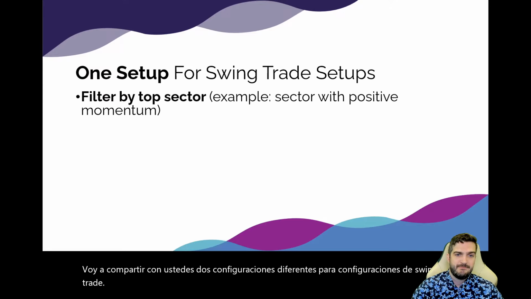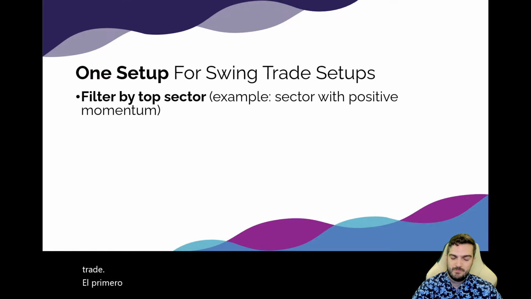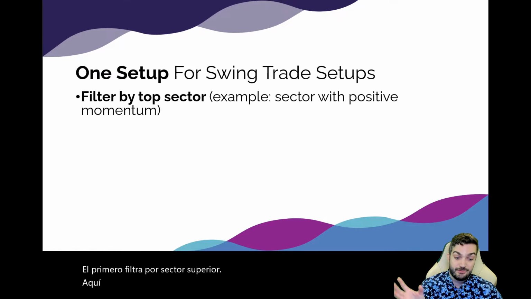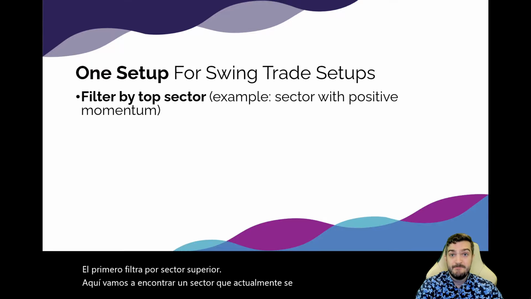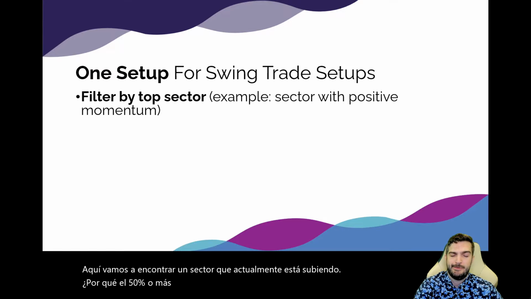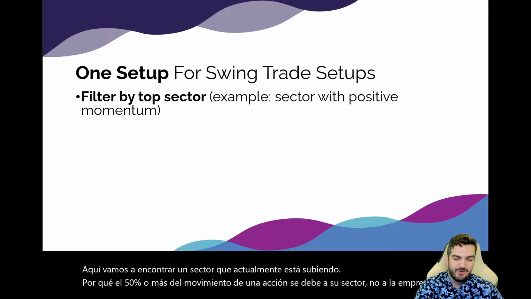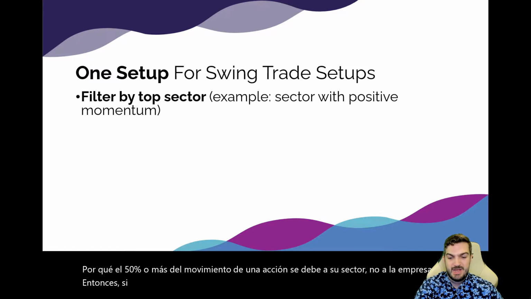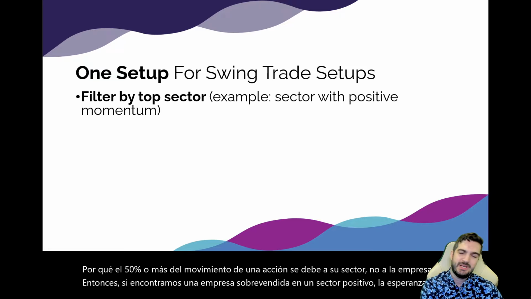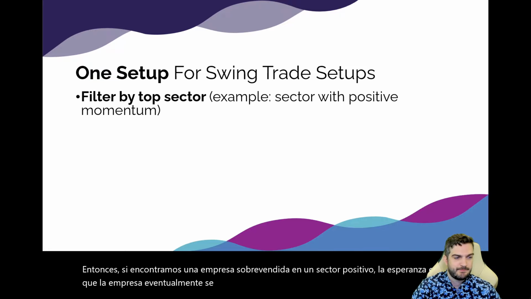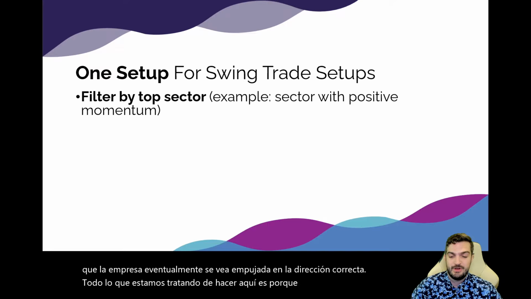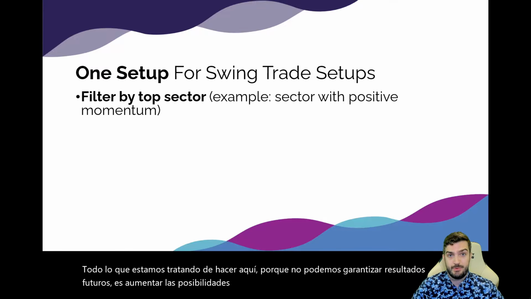The first one, filter by top sector. Here, we're going to find a sector that is currently moving up. Why? 50% or more of a stock's movement is due to its sector, not the company. So if we find an oversold company in a positive sector, the hope is that that company is eventually going to get nudged in the right direction. All we're trying to do here, because we can't guarantee future results, is increase the chances that it's going to continue to go up over time.